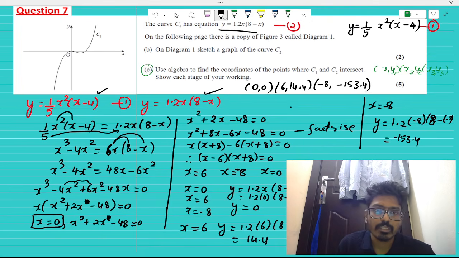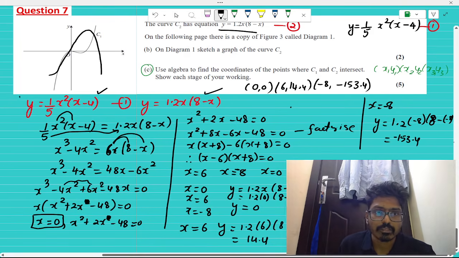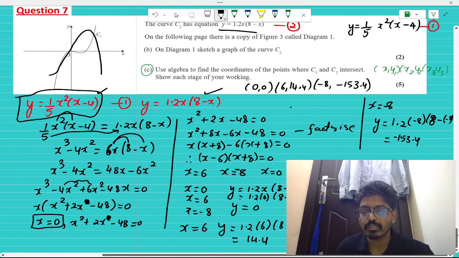So for part B, it is very clear that our curve would be something like this, and then for part A, our answer is going to be this. Okay, so I hope it is very clear and easy.